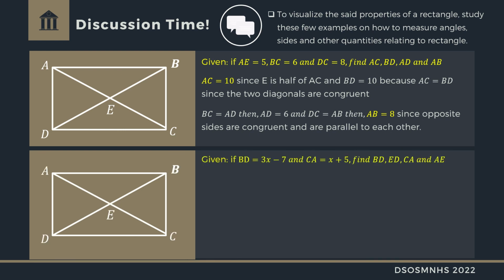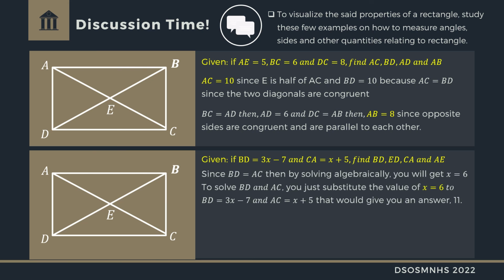Second example of the rectangle. Still the rectangle ABCD intersecting at point E. Given that BD is a diagonal which has a given of 3x minus 7, and CA is another diagonal which is x plus 5. Find diagonal BD, then ED which is a segment, while CA is a diagonal and AE is a segment.